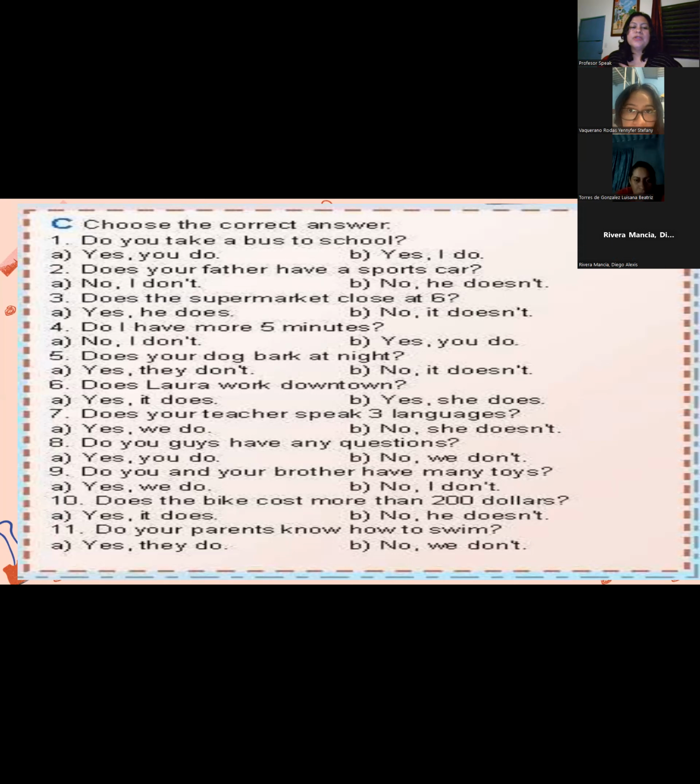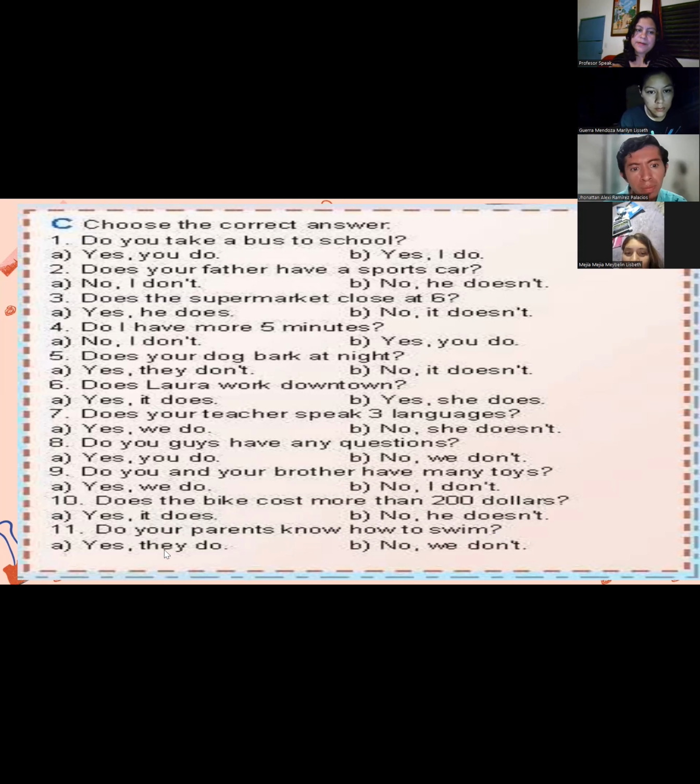Does the bike cost more than $200? Yes, it does, because bike is it. Do your parents know how to swim? Acuérdense que parents is they. Yes, they do.